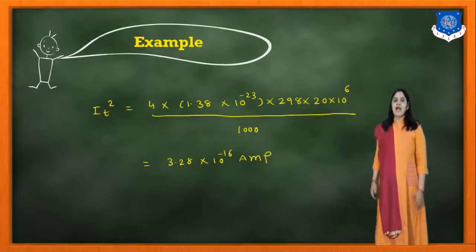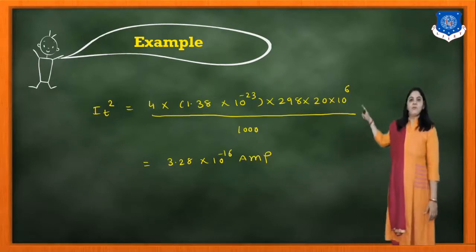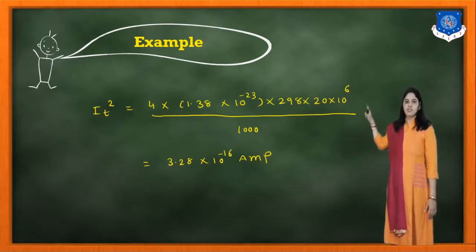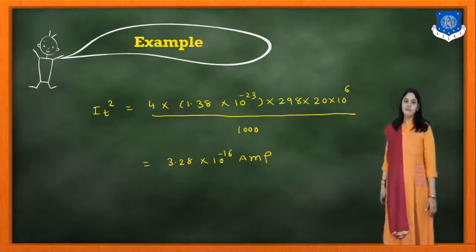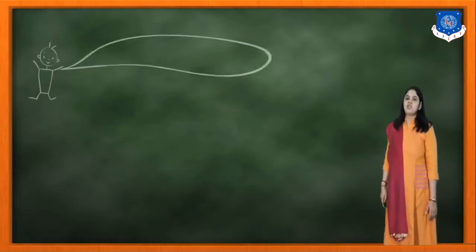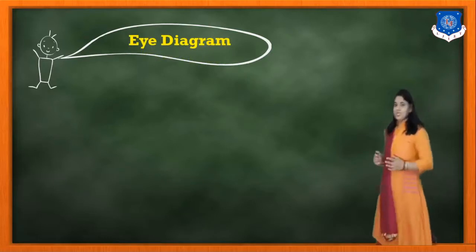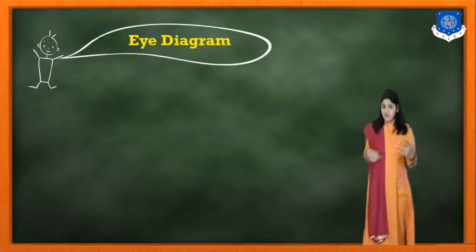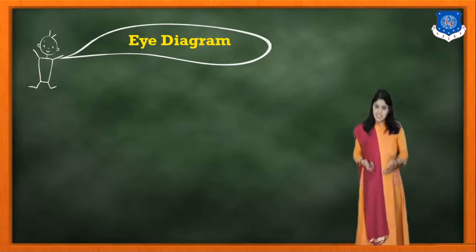So now the IT square is equal to 4 into 1.38 into 10 raised to minus 23 into 298 multiplied by 20 into 10 raised to 6 upon 1000. So by solving this, you can have the answer. It is 3.28 into 10 raised to minus 16 ampere. So this is the example related to all the previous topics of optical receiver performance and receiver sensitivity.